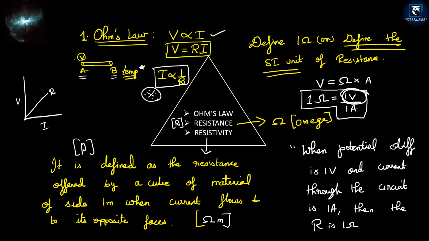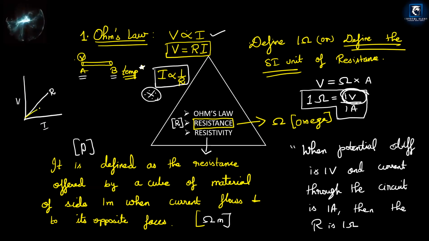So what is R? To remove the proportionality, we are introducing a constant called resistance, right? And how are this resistance and I related? Always they are inversely proportional. Current is inversely proportional to the resistance. And you can see here the VI graph, where you can see a linear line, the resistance.